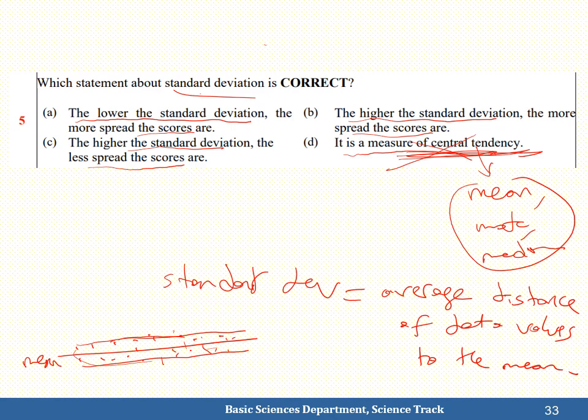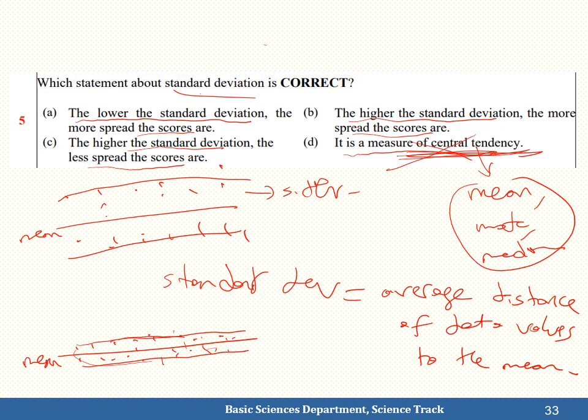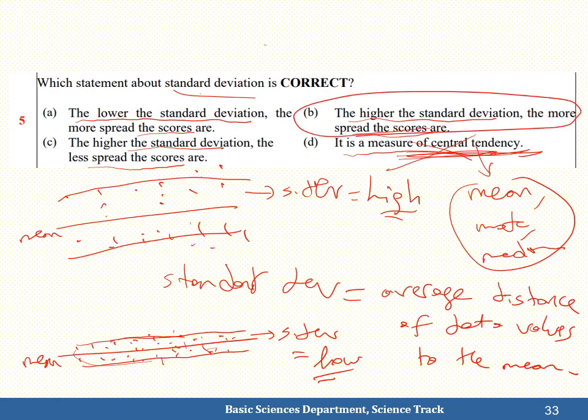If the standard deviation is big, then it means the data here is more spread, so you will get a higher standard deviation. Here, most of the data lies within the standard deviation around the mean. So if it is low, then the scores are not as spread, they're less spread. If it is high, then they're more spread. So then the answer is B.